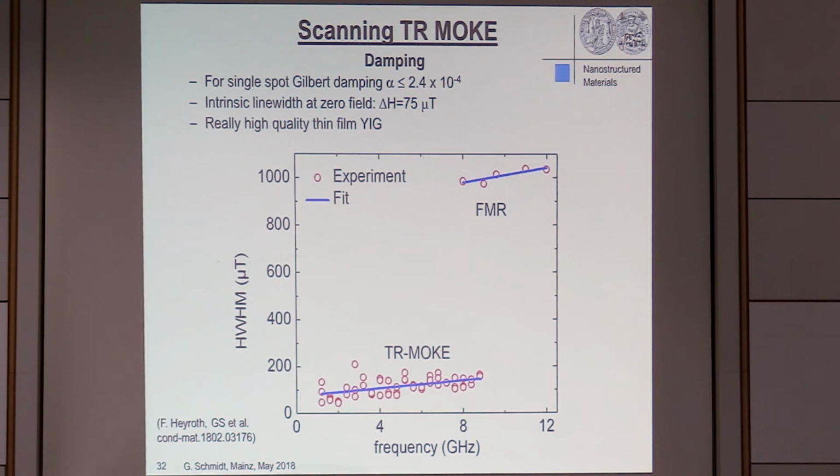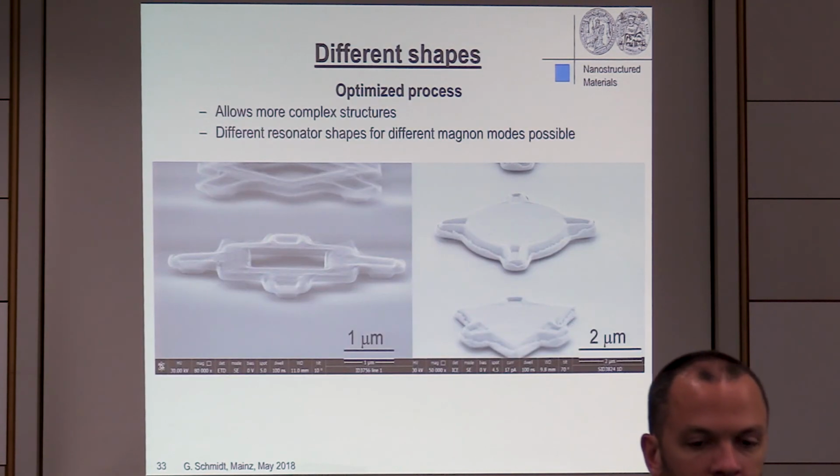What's also interesting is that the intrinsic line width at zero field, which we can extrapolate here, is 75 microtesla. Quite often, if you have very low damping, the intrinsic line width is still pretty high, or the other way around: you have a very low intrinsic line width but a larger damping. But in this case, both the damping and the intrinsic line width are very low, so this is definitely high quality YIG, and we can get these nice resonances in the resonators.